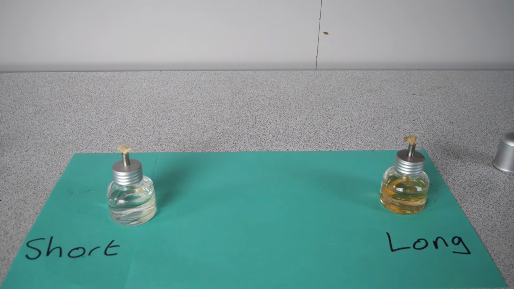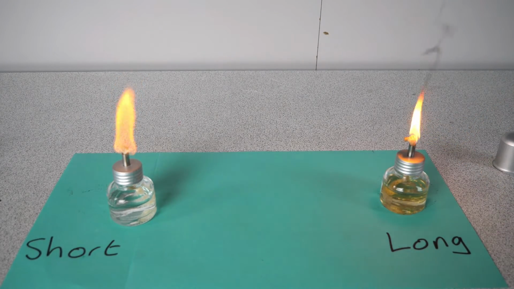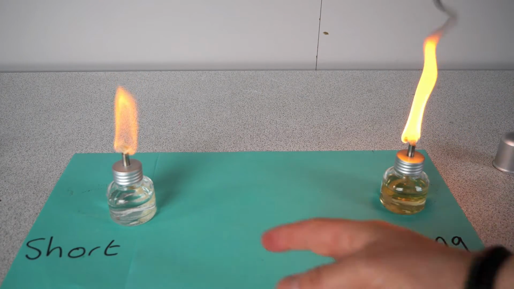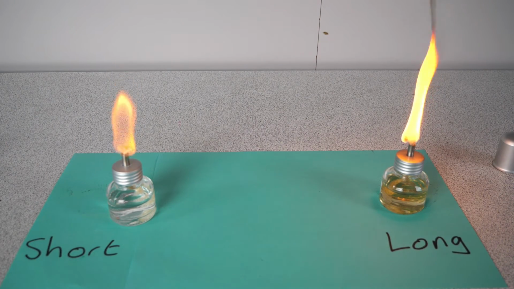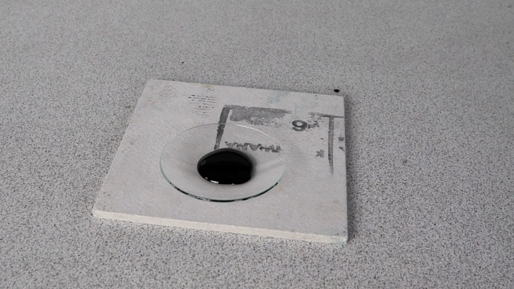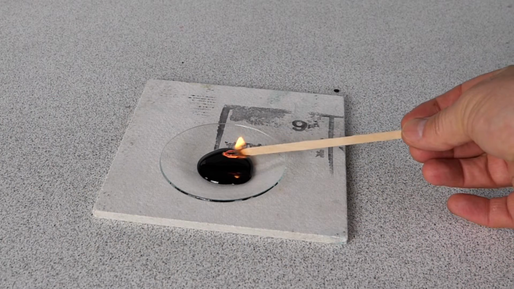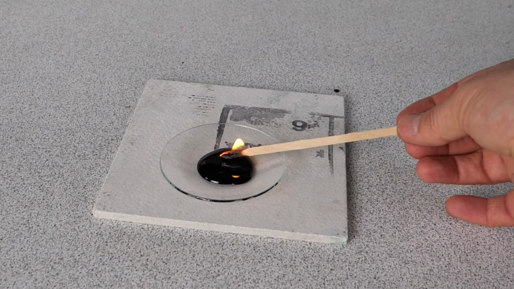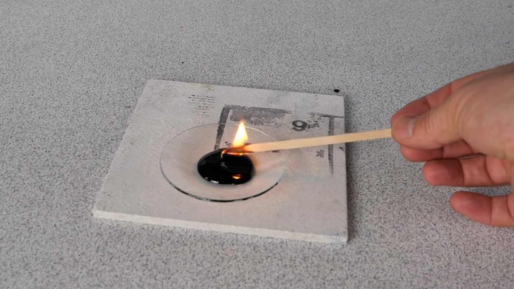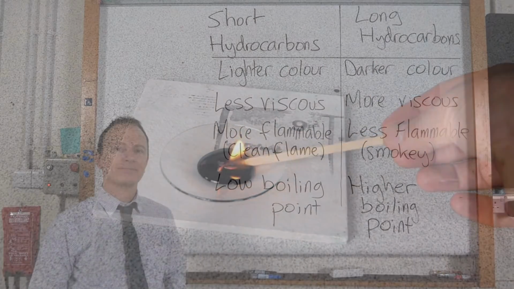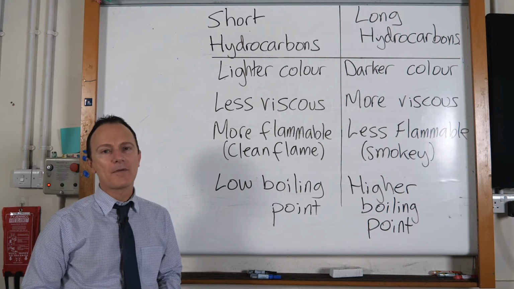Let's see what happens when I set fire to these 2 hydrocarbons. So we can see the short hydrocarbon burns with a much cleaner flame, whereas the longer hydrocarbon burns with a smoky flame. Here's a very long hydrocarbon, we can tell by the dark colour, and let's see what happens when I try and set fire to that. It actually won't ignite at all. The longer the hydrocarbon, the more difficult it is to ignite. It becomes less flammable.